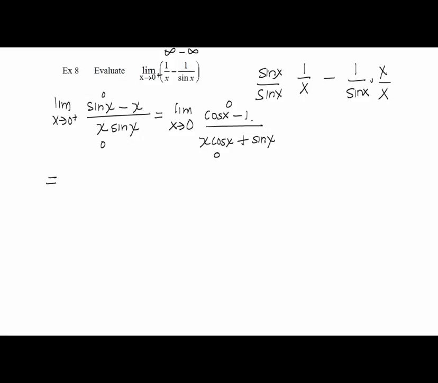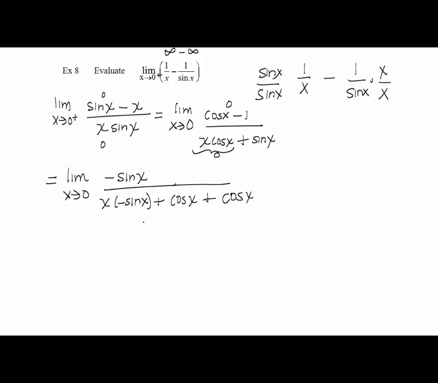Since they're already in sines and cosines, there's not a whole lot I can do here to simplify this fraction, so we'll do one more iteration of L'Hopital's rule and hope we get to a form that's not indeterminate. The derivative of the numerator is negative sine x. The derivative of the denominator, I have to use the product rule on the first part. So first times derivative of the second, so x times negative sine x, plus second times derivative of the first, so cosine x times 1, then plus the derivative of sine x, which is cosine x.